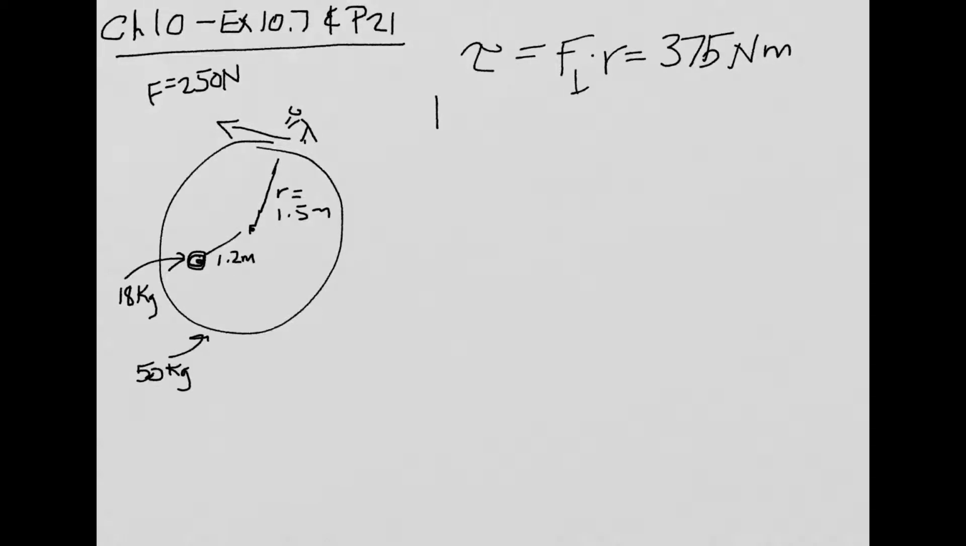merry-go-round to accelerate. Now we also need to know the moment of inertia of the merry-go-round, which is 1/2 mr squared. We're treating that as a disk. The moment of inertia of a disk is 1/2 mr squared. When I use m equals 50 kilograms and r equals 1.5, that turns into 56.25, and the units are kilograms meters squared.